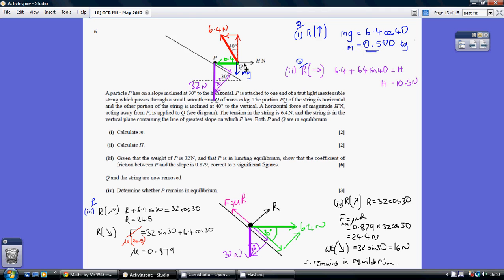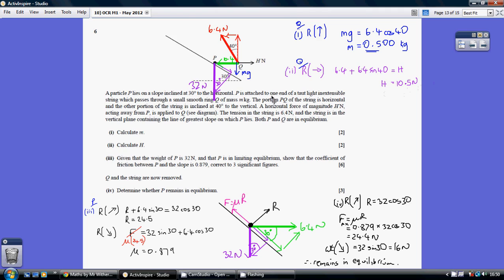Now we're being asked to calculate the force H. So if we resolve horizontally, our forces going to the left, we have this 6.4, the green one, but also this component here of this 6.4, so that's 6.4 sin 40, that little red arrow there. So our two forces going to the left are this green one and that component of the red one. Our only force going to the right is H, allowing us to work out H to be 10.5 newtons.